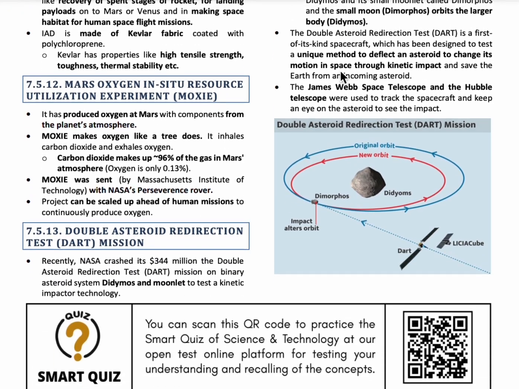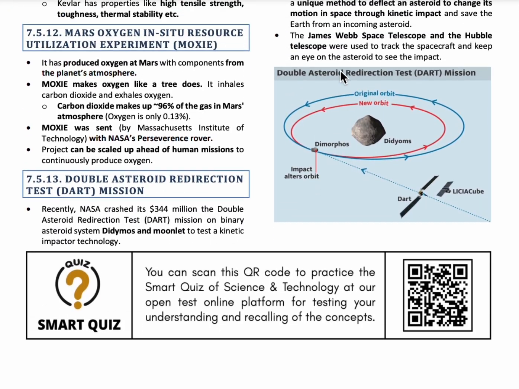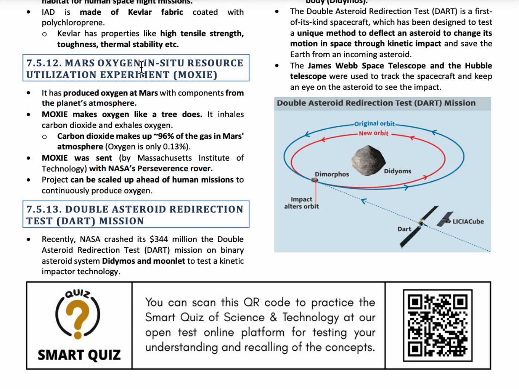The next topic is Mars Oxygen In Situ Resource Utilization Experiment, that is MOXIE. So MOXIE produces oxygen like a tree does. So it inhales carbon dioxide and produces oxygen. As Mars contains approximately 96% carbon dioxide, MOXIE was sent with NASA's Perseverance rover. So MOXIE was developed by MIT.